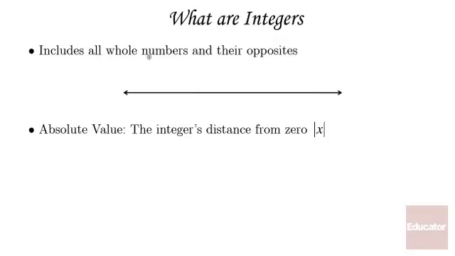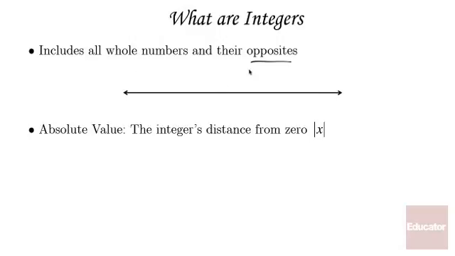So all whole numbers and their opposites. Opposites just mean that if I have a whole number like 5, the opposite would be negative 5. Whole numbers are only positive numbers, including 0. So when you say whole numbers and their opposites, integers include the whole numbers and the negatives of the whole numbers. Okay, so positive and negative whole numbers. Negative 3 is an integer, negative 5 is an integer, and so on.